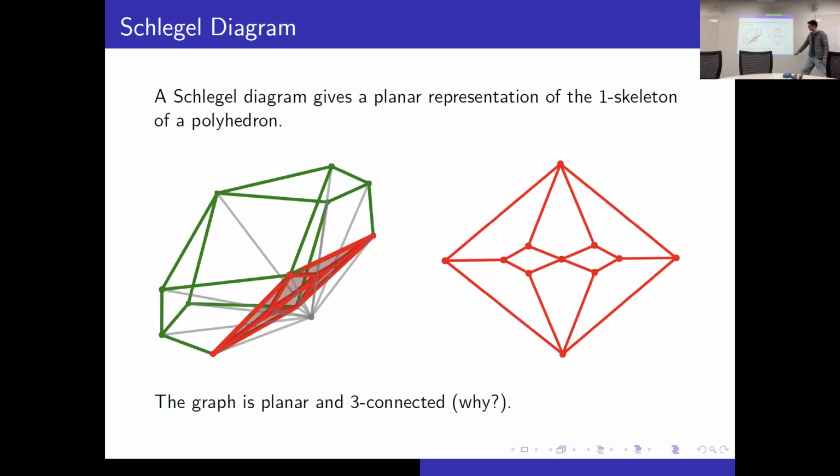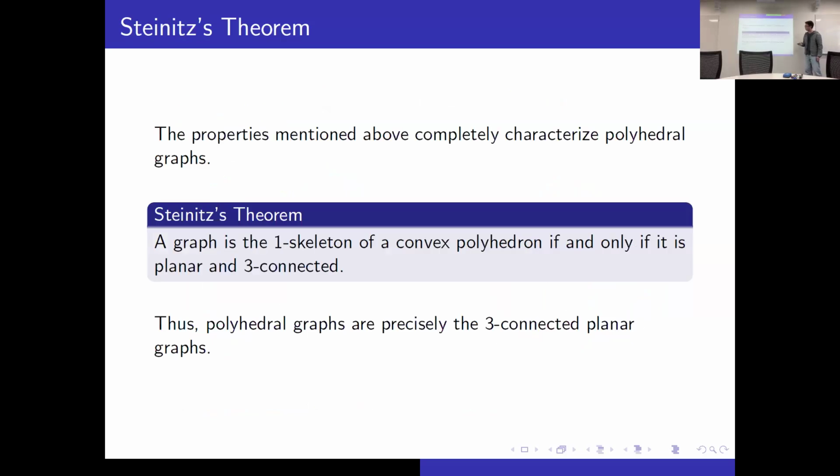And interestingly, the converse of this statement is also true. It is a very fundamental theorem of polyhedra. Steinitz's theorem says that a graph is the one skeleton of a convex polyhedron, which means a graph is polyhedral, if and only if it is planar and three connected. So if we want to study polyhedral graphs, we just need to focus on planar and three connected graphs. And from now on, we will call these graphs just polyhedral graphs.